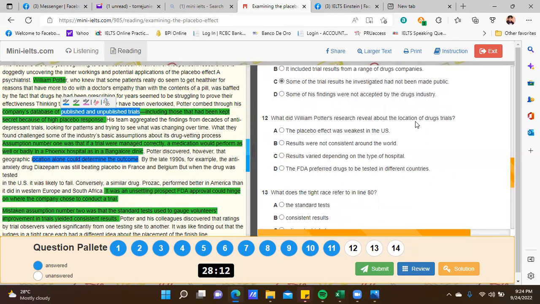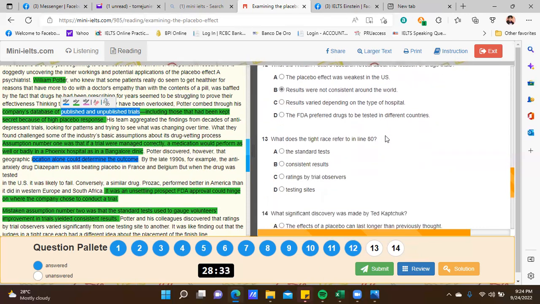What did he reveal about the location of the drug trials? The placebo effect was weakest in the US. Mali. Results were not consistent around the world. Pwede. Pwede. Results varied depending on the type of hospital. Wala naman binanggit. FDA preferred drugs to be tested in. Wala rin, guys. B.